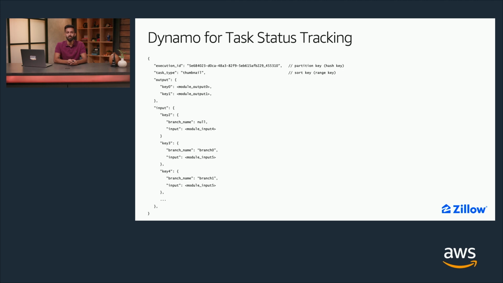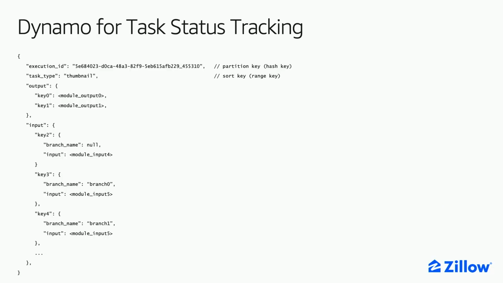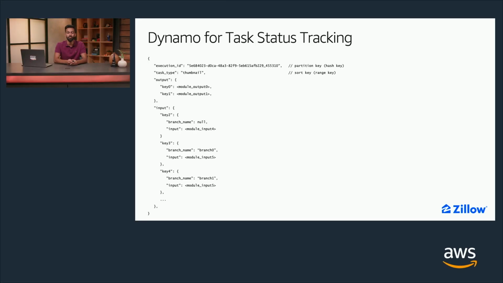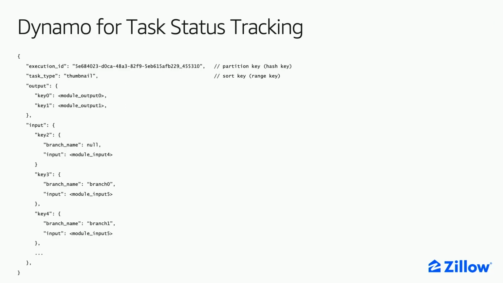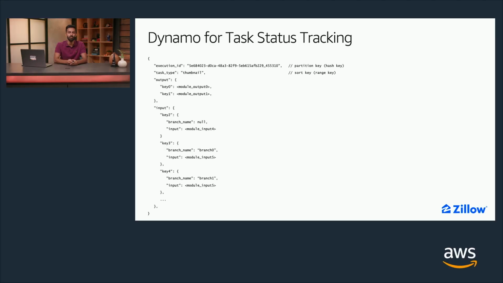The input is the list of inputs that are either waiting to be processed or currently being processed. In this case, key 2 is unassigned to any branch, meaning that any branch can pick up this task. Key 3 is assigned to branch 0, meaning that branch 0 is currently working on this task. Setting this value prevents other branches from picking up this task. Similarly, key 4 is assigned to branch 1. Within these top level keys, there is another inner key called input, which is the actual payload for this task. This is what will be passed to the logic block to actually do the work we need to do.